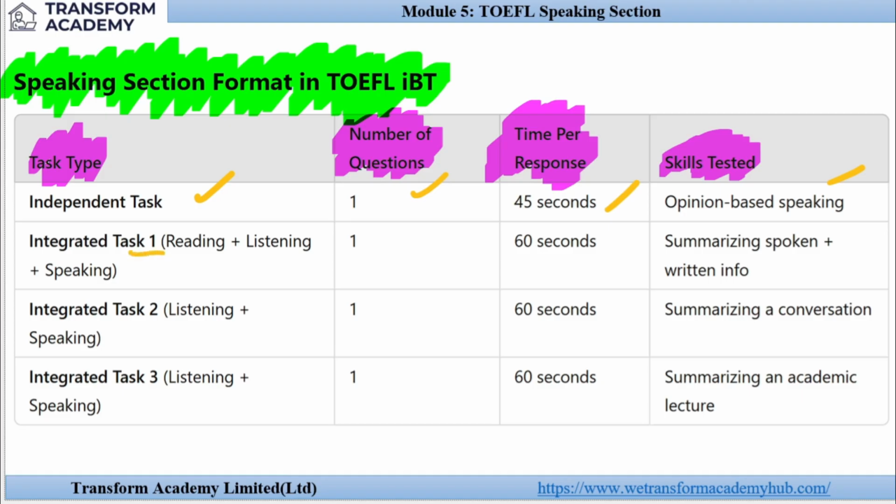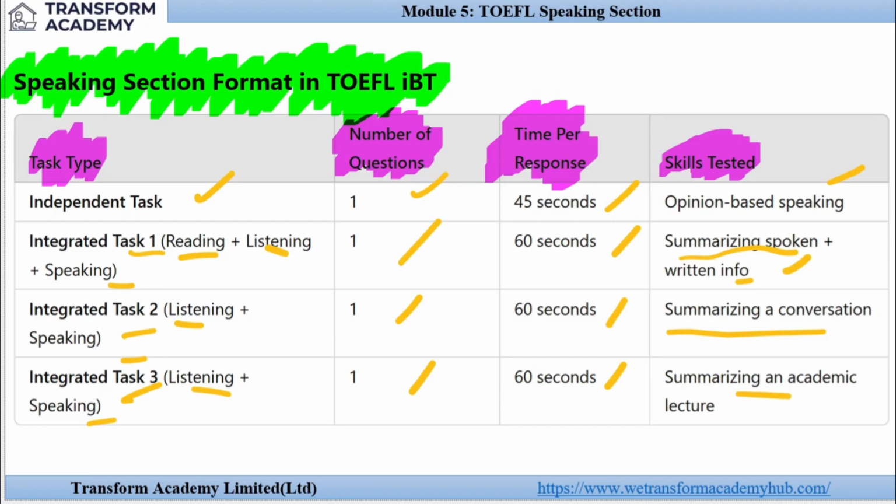We have the integrated task 1, reading, listening, speaking. Number of questions 1. Integrated task 2, listening, speaking. Number of questions 1. Integrated task 3, listening plus speaking. Number of questions 1. Now, the time per response is 60 seconds in tasks 1, 2, and 3. And the skills tested in integrated task 1 is summarizing spoken plus written information. In integrated task 2, it's summarizing a conversation. And integrated task 3, it's summarizing an academic lecture.